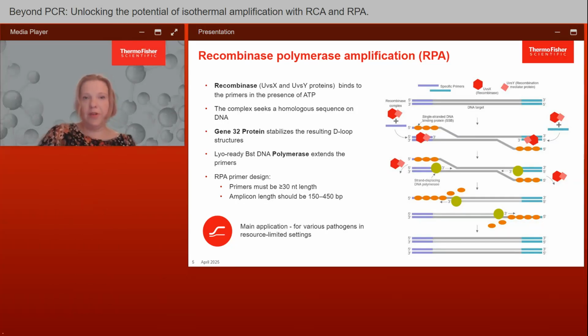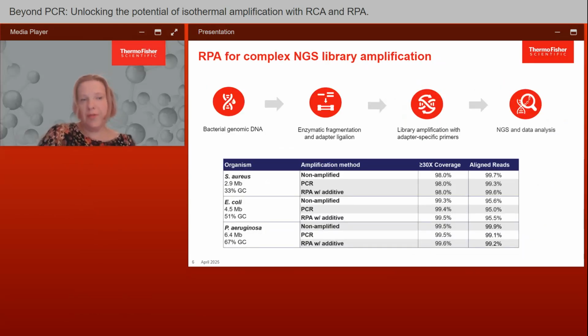This method is often used to detect pathogens in resource-limited settings, and when there is no lab with thermocyclers, for example. This method is very efficient. It's easy to design primers. It's easy to optimize. It's so robust that we asked the question if it can do something more complicated, if it can amplify libraries for next generation sequencing.